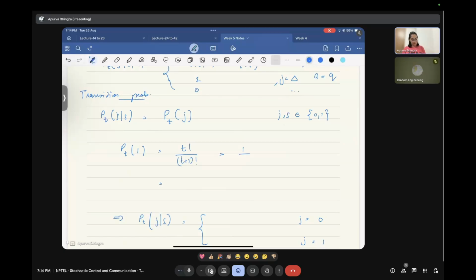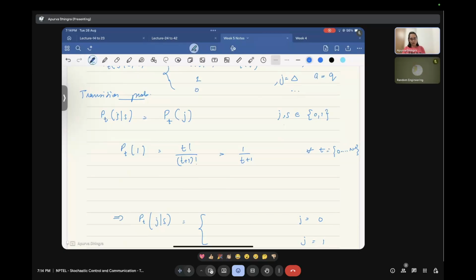or just 1 by t plus 1. And this holds for all values of t. The t values were from 0 to n minus 1.